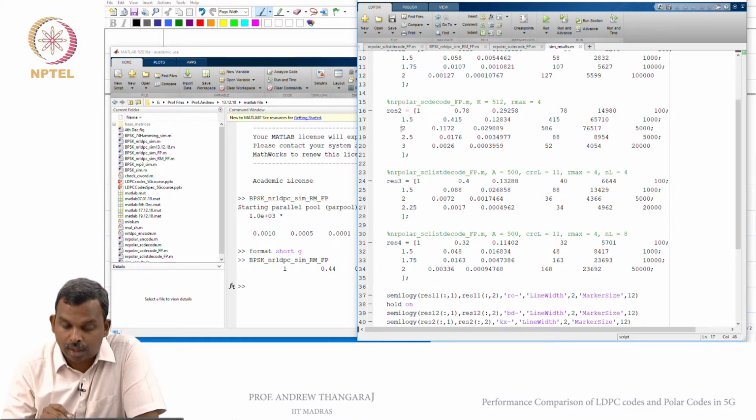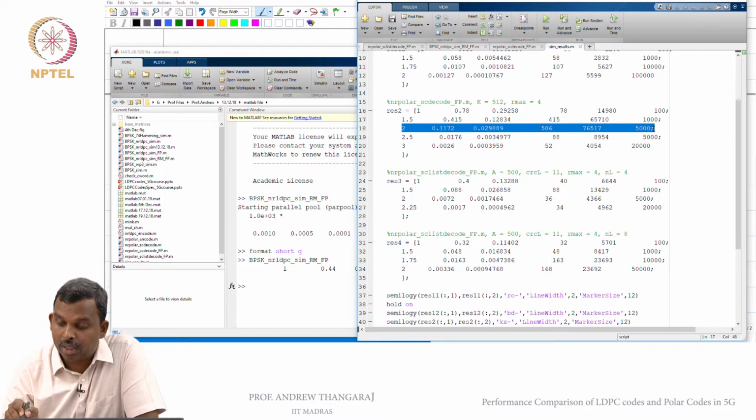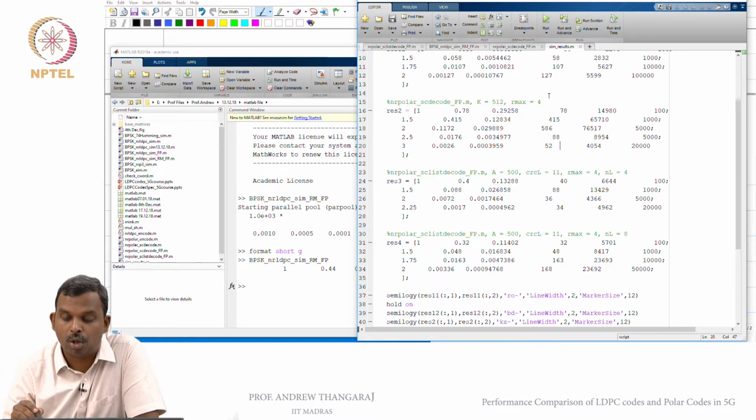Okay. And so likewise for 2 dB, you have to go to 5000. I've gone to 5000, which gave me about 500 errors, which is very, very good. For 2.5 dB, again ran for 5000, I got 88 errors. And at 3 dB, I ran 20,000 blocks and I got 52 errors. So that's good. So number of block errors is significant. So these values are correct.